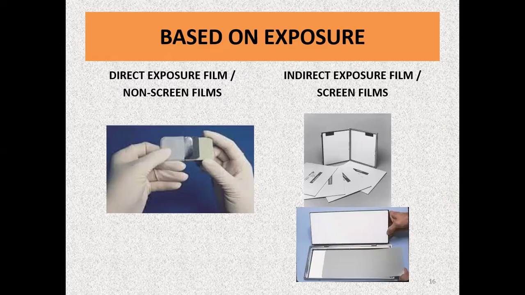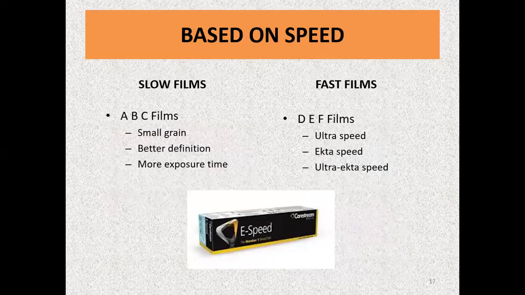And the screen films are used in pairs, that is, it will be covering both sides of the film. Based on the speed, X-ray films are divided into slow speed films and fast speed films. We have got speed from A to F, that is A, B, C, D, E, F. A, B, C films are considered to be slow speed films and D, E, F are fast speed films. And the difference comes in the grain size.